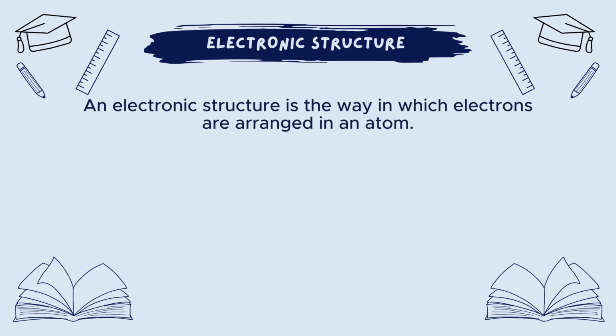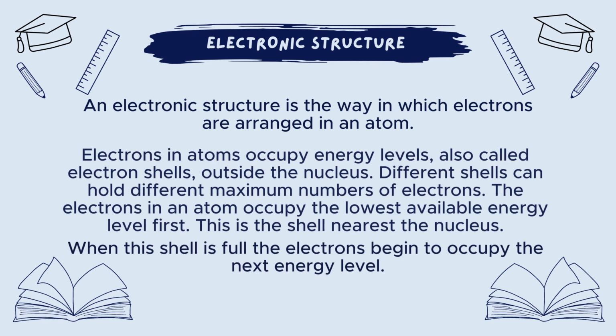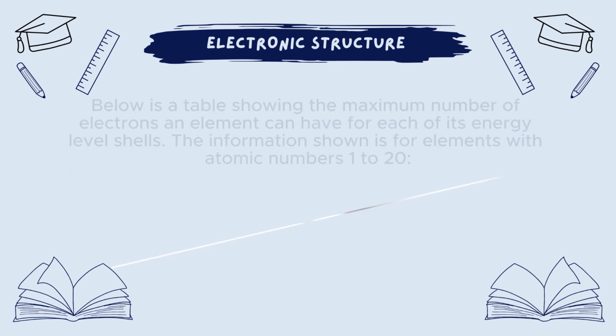An electronic structure is the way in which electrons are arranged in an atom. Electrons in atoms occupy energy levels, also called electron shells, outside the nucleus. Different shells can hold different maximum numbers of electrons. The electrons in an atom occupy the lowest available energy level first. This is the shell nearest the nucleus. When the shell is full, the electrons begin to occupy the next energy level.